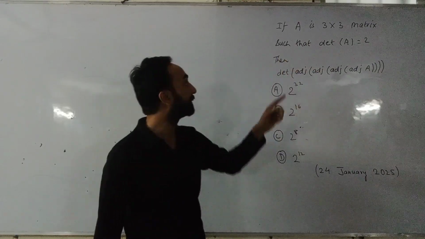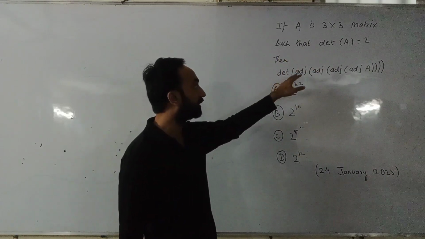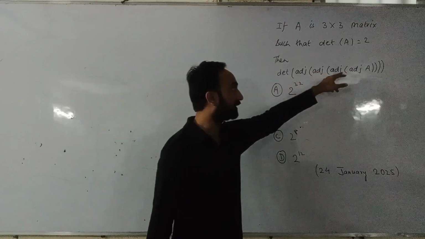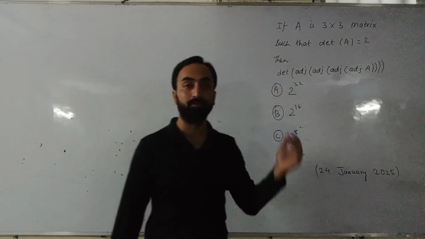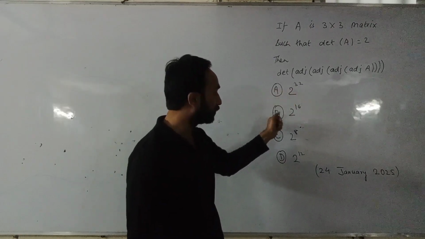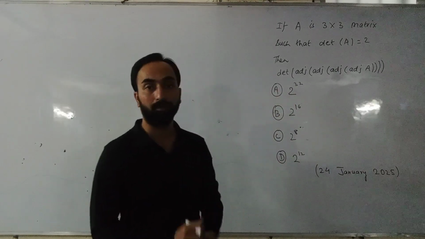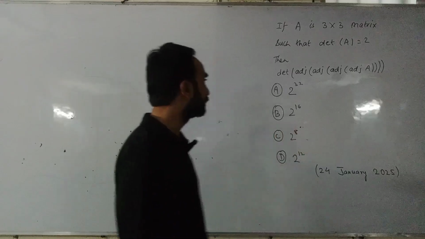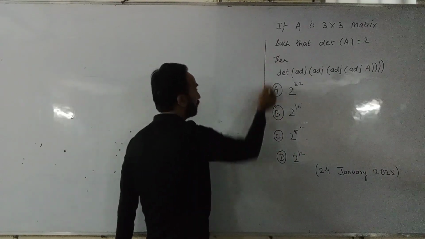So the question was like this: if A is a 3 cross 3 matrix such that the determinant of A is given as 2, then we have to find the determinant of adjoint of adjoint of adjoint, and again adjoint of A, meaning 4 times adjoint of A. And the options that were given were 2 to the power 32, 2 to the power 16, 2 to the power 8, and 2 to the power 12. So this was actually an easy question, and let's see what the concept was.